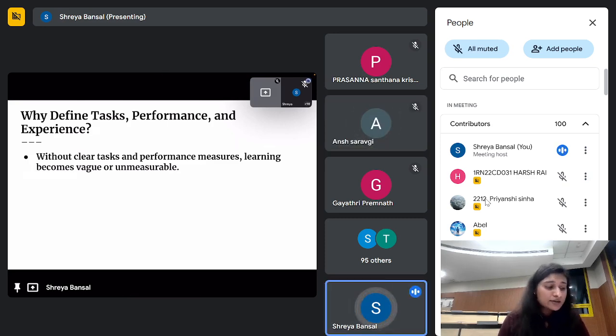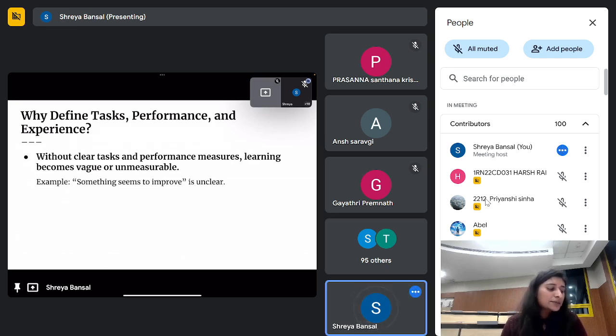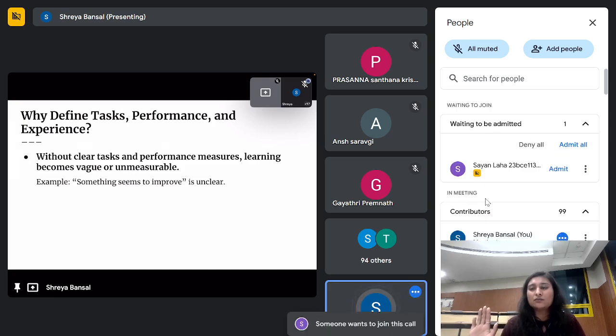So what I am telling you is why these performance measures are important, because many things are qualitative in nature, right? If the things are not measurable, then we will say something seems to improve, but what to improve? How will you say that? Okay, let me ask, do you all use ChatGPT, yes or no?